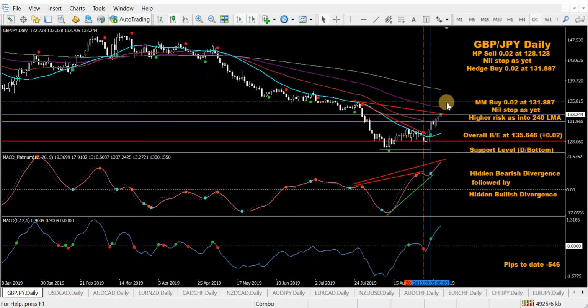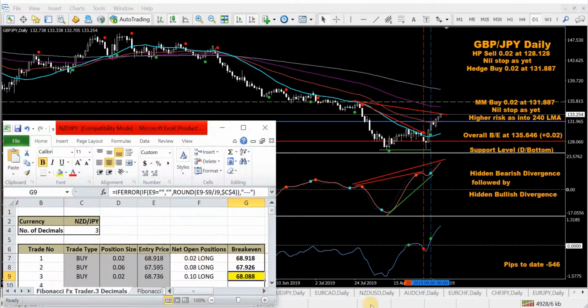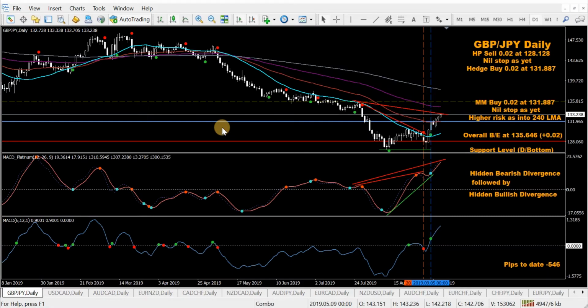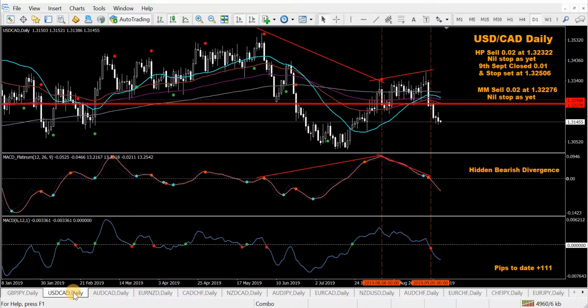So overall break even is this level up here, and that's done by using a sheet like this, the multi-trade spreadsheet. This is for the New Zealand Japanese yen. You can see I just put the trades in, the 3 buys there. It gives you a break even level. That trade sheet is available in the resource section of that files folder in the Facebook group. Or if you need it, just email me. Right, so that's the pound yen, looking all right at the moment.